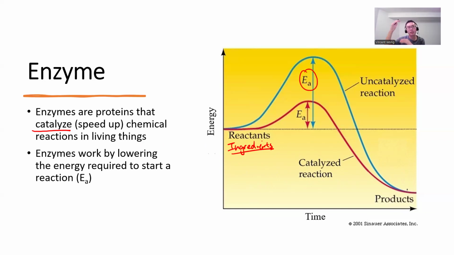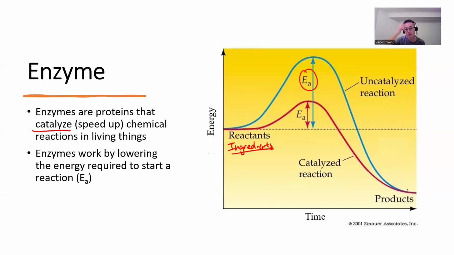Normally, that energy is quite high for a lot of the reactions that take place in the body. We don't have that energy in the body to get these reactions going. So the purpose of the enzyme is to lower the energy requirement to kickstart a reaction, so that we can perform it at a lower temperature, for example.